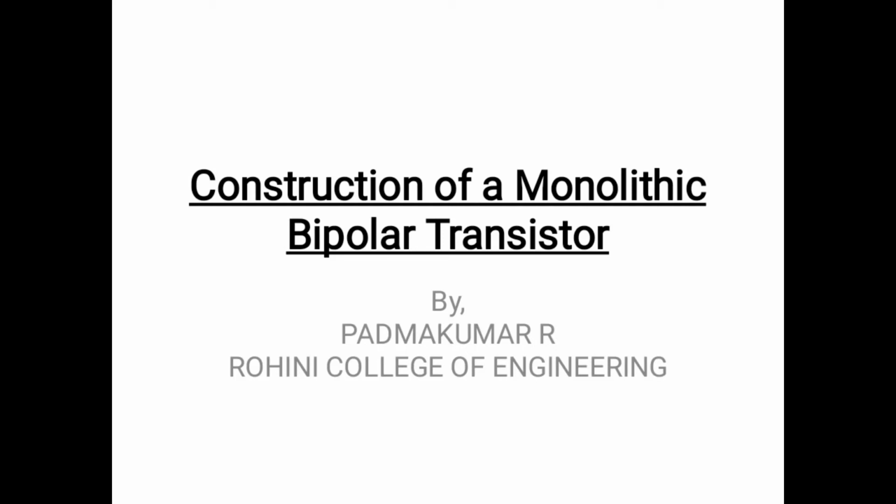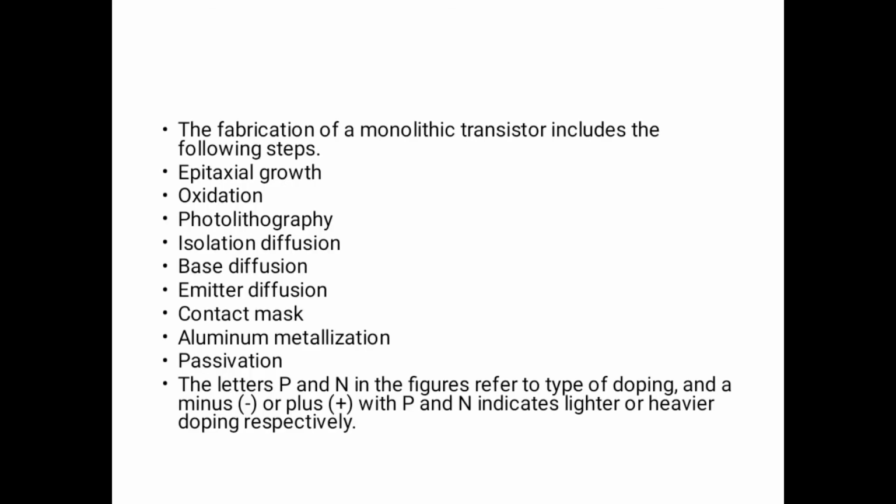Construction of a monolithic bipolar transistor. The fabrication of a monolithic transistor includes the following steps: epitaxial growth, oxidation, photolithography, isolation diffusion, base diffusion, emitter diffusion, contact mask, aluminum metallization, passivation.